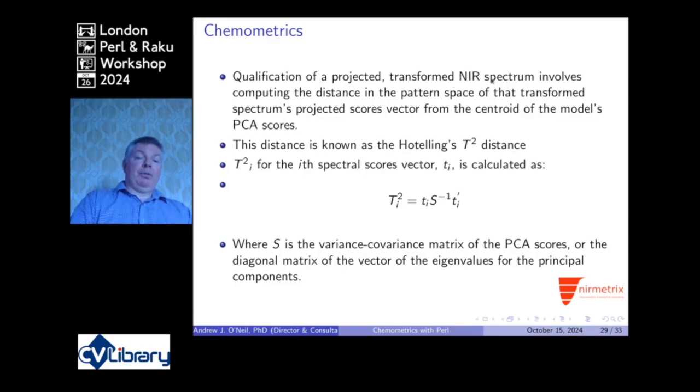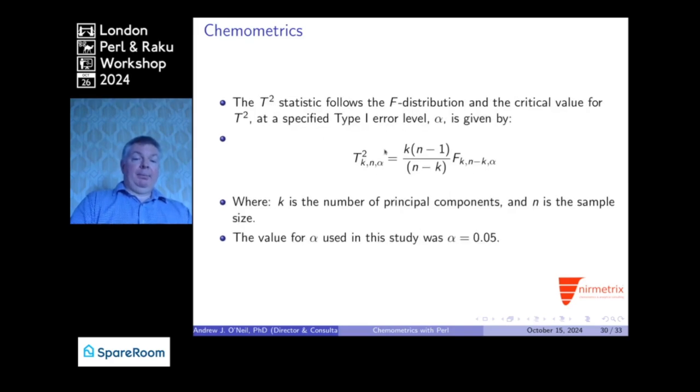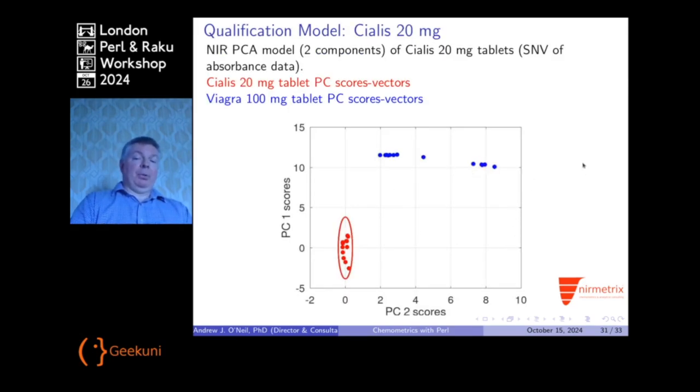So as I said, the qualification of a spectrum involves projecting it down into the principal component pattern space and measuring the distance from the center of its cluster, called T-squared. This equation gives you the critical value for T-squared, based on the F distribution. K is the number of principal components, N is the sample size for the model, and F is the critical value from the F distribution for K and N minus K degrees of freedom, with type 1 error alpha of 5%. And this is essentially what you get.